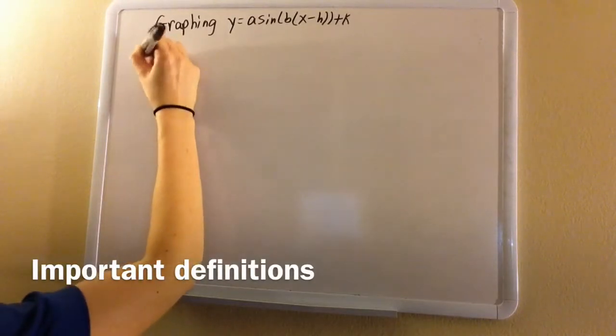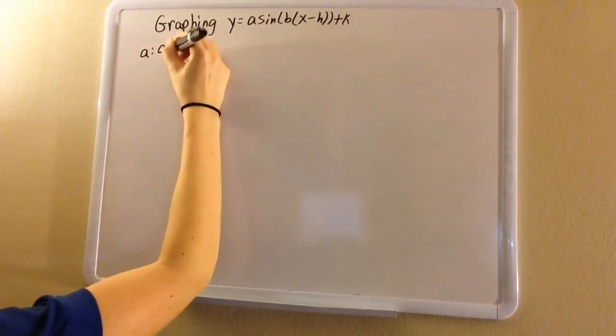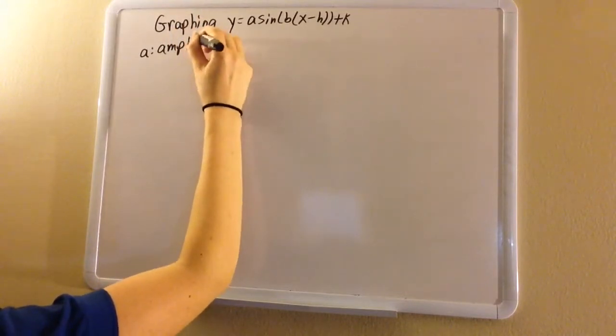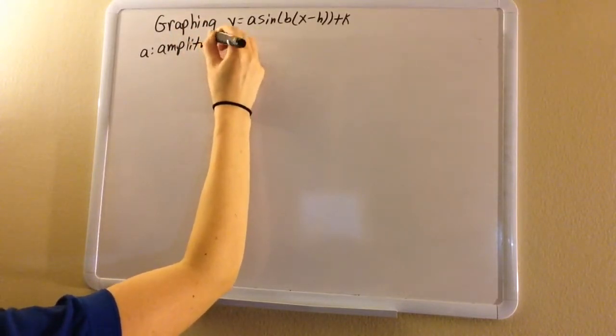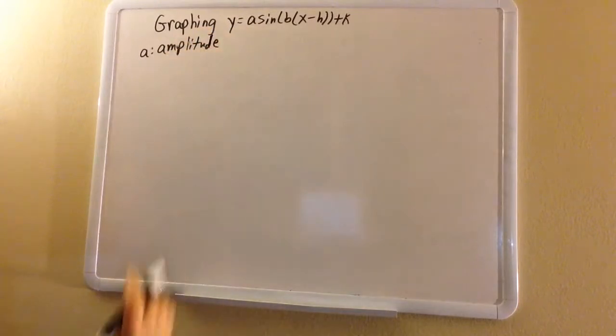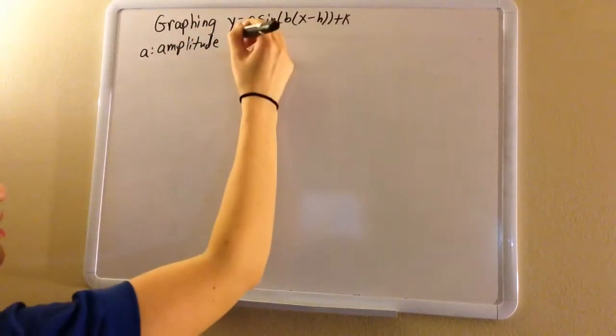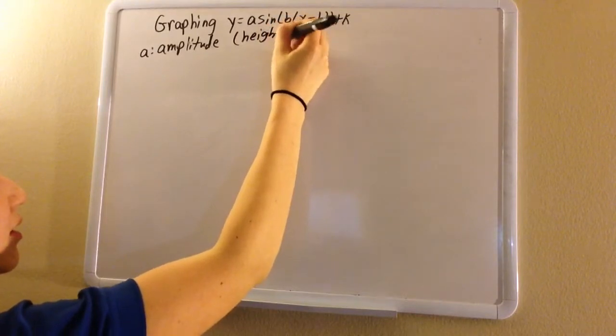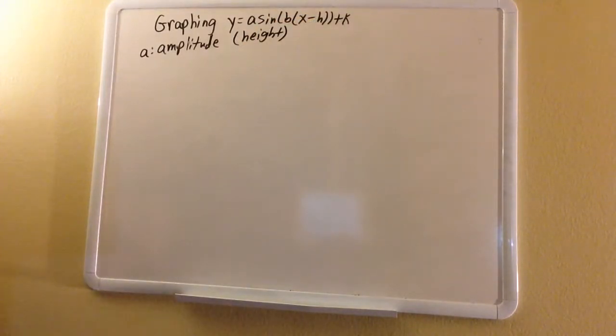So A stands for the amplitude. Basically it's just the height, okay? So it's the amplitude or height. When you have your regular sine graph, you're figuring out how far it's going up and how far it's going down. That would be the amplitude.